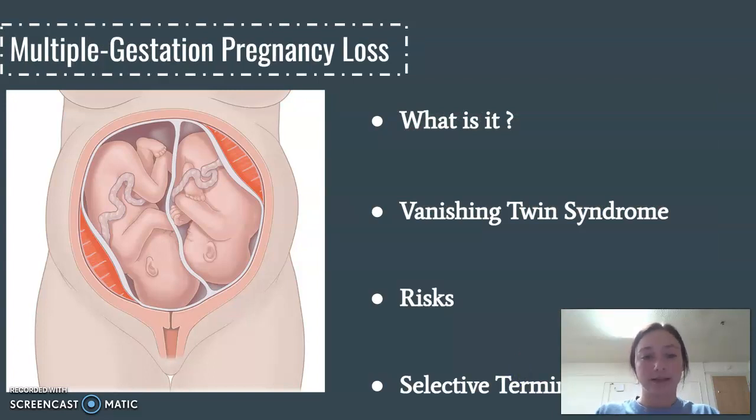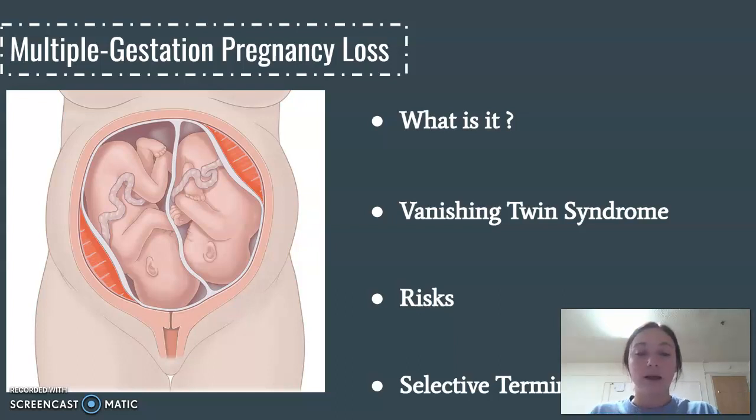Multiple gestation pregnancy loss. This is when there are 2 or more fetuses and 1 or more dies. This type of pregnancy is riskier than single fetus pregnancies for both the mother and the babies. This is very common with women over 30 or using infertility treatments. This is referred to as the vanishing twin syndrome.